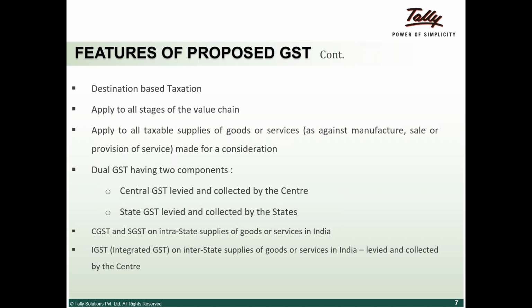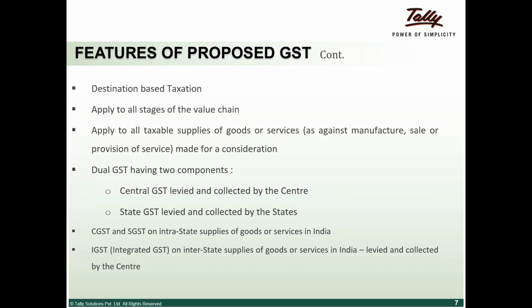You must have heard in the newspaper that GST is dual. Everybody is saying dual GST. It has two components in it. Basically, if you are doing any transaction within the state, there is a CGST, that is central GST, applicable, which is collected and levied by the center. There is also an SGST, that is state GST, applicable. Both are applicable if it is an intra-state transaction.